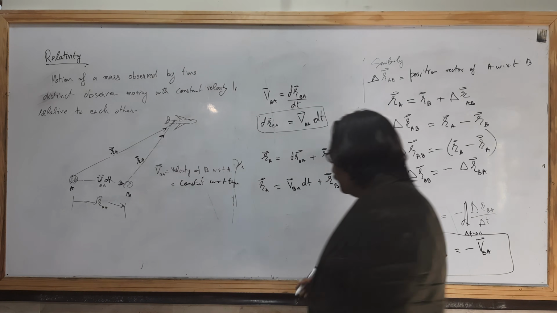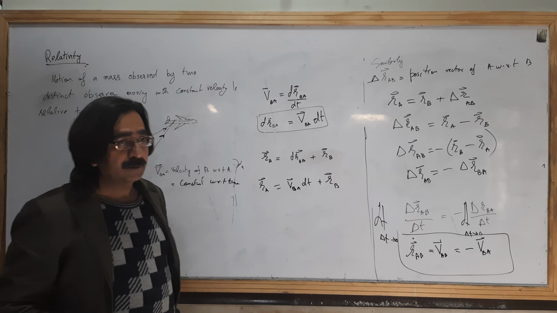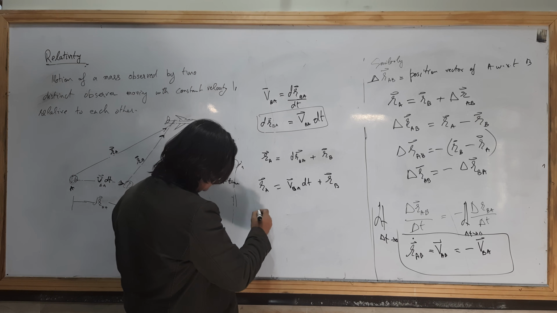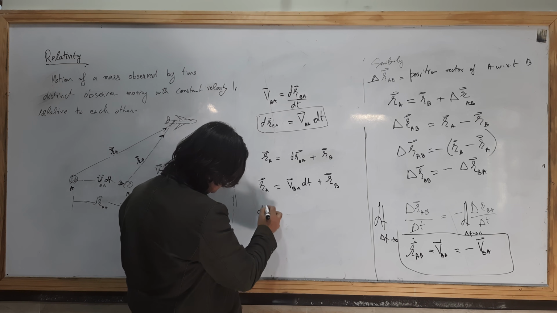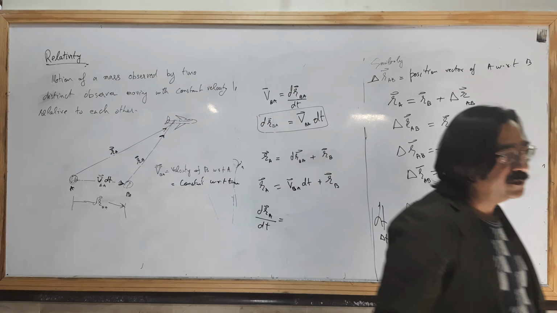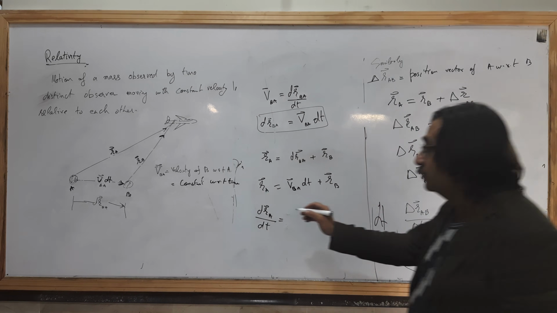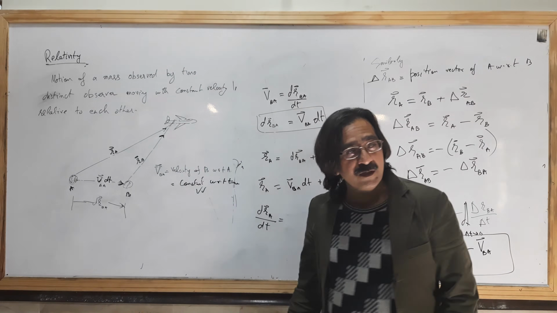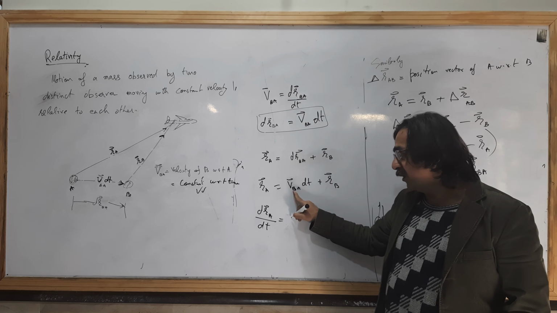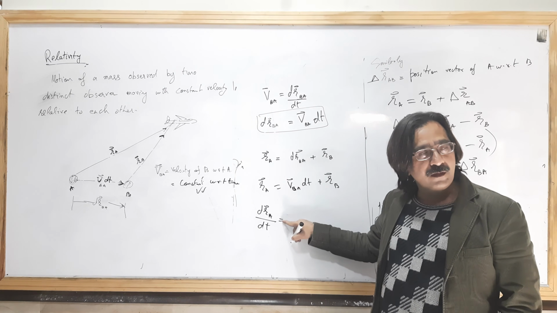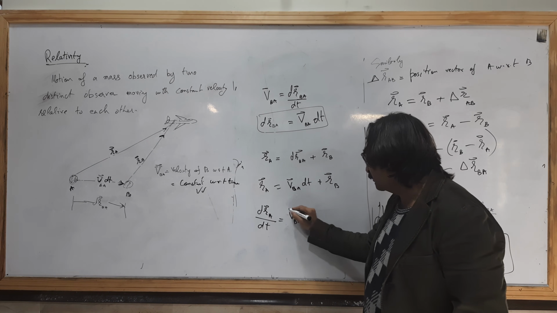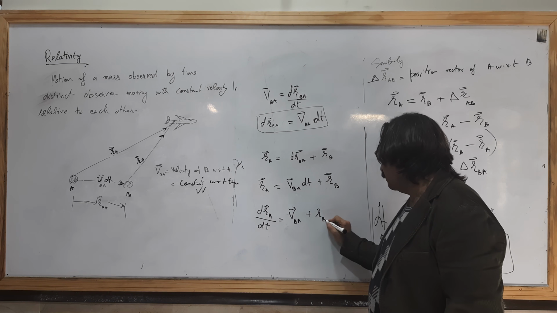If we take the derivative, then VBA is constant with respect to time. So the derivative of VBA with respect to time will be 0, constant. So this will be VBA plus RB.